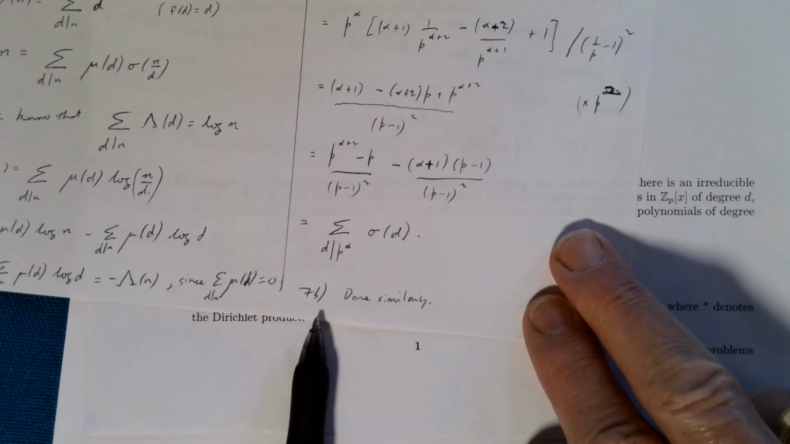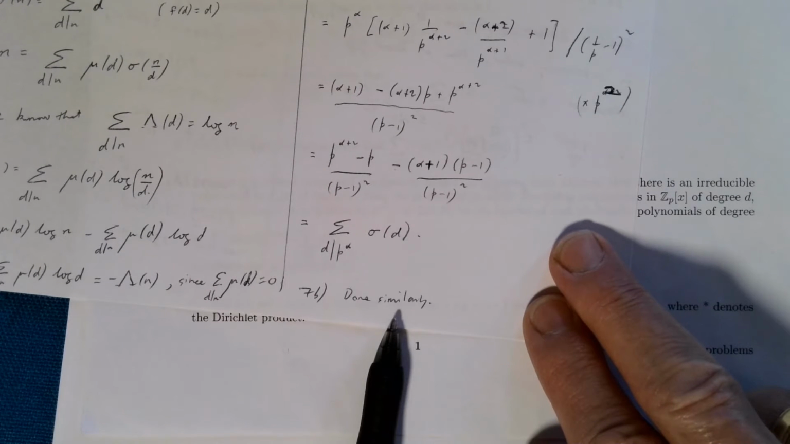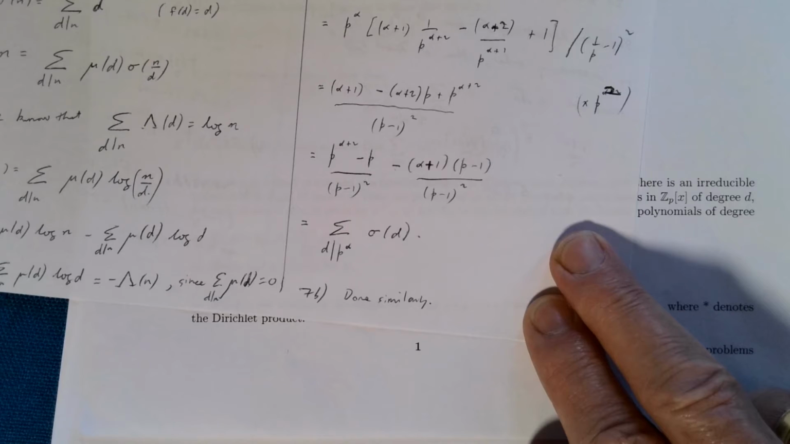7b is done similarly. I won't grind through that, but it's the same sort of calculation that you do. You show each side is the same at a prime power.